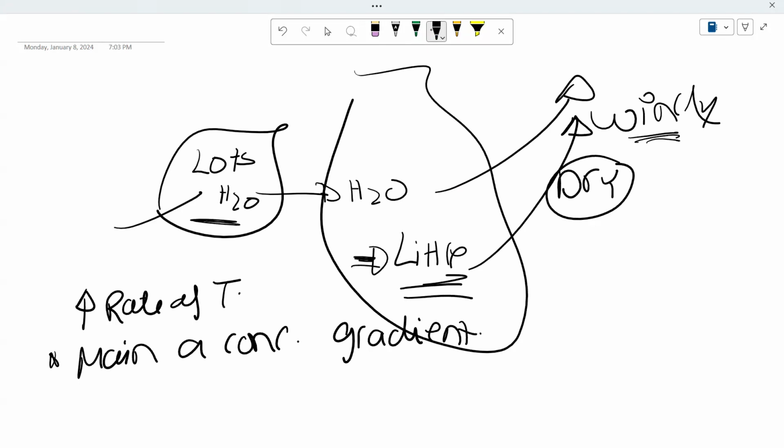Is this part clear? On a windy day, there will be lots of transpiration. Why? Because the water is carried away. So there will always be lots of water inside and very little water outside. Is this clear?